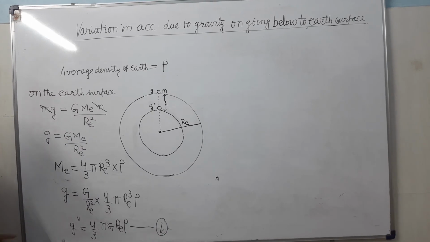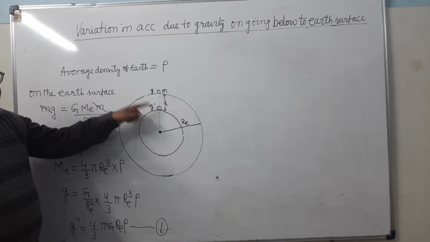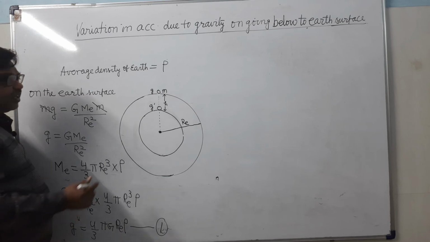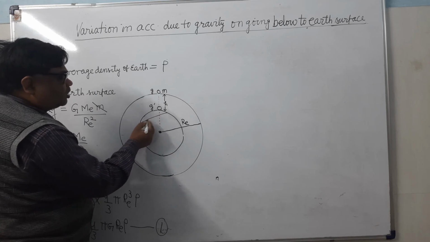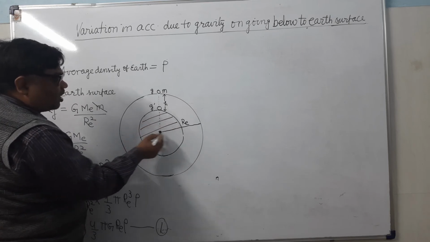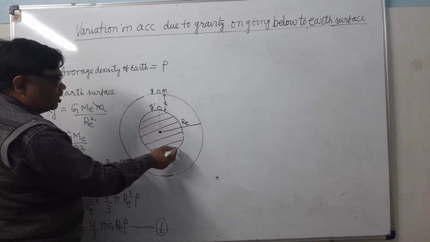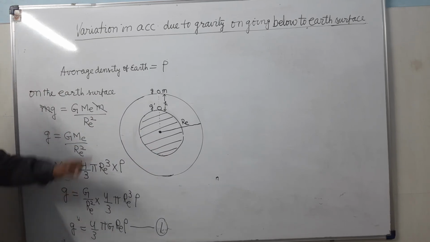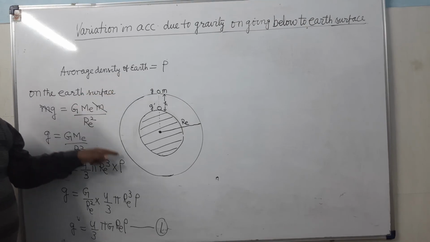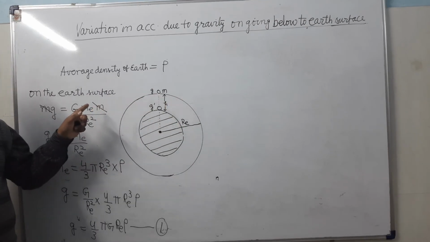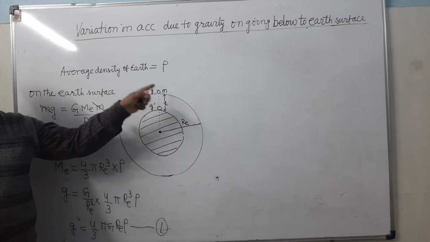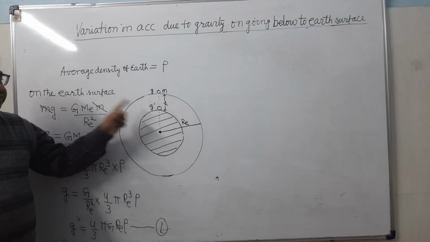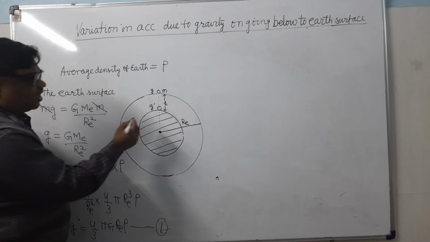Now see here, when the body is brought h depth below the earth surface, then in that case we can assume that the body is situated on this part of the earth's sphere. When it was on the surface, it was situated on the whole earth's sphere. But now it is over only this part of the earth's sphere. What will be the radius of this part?